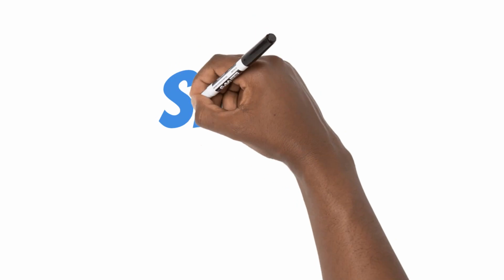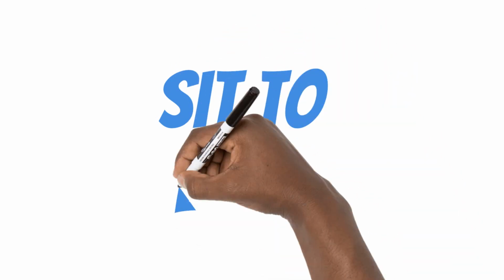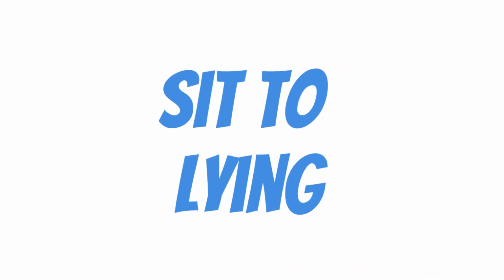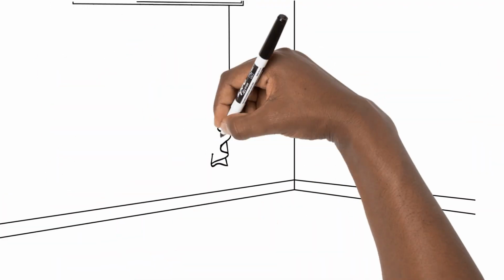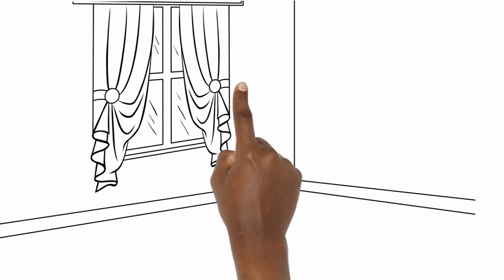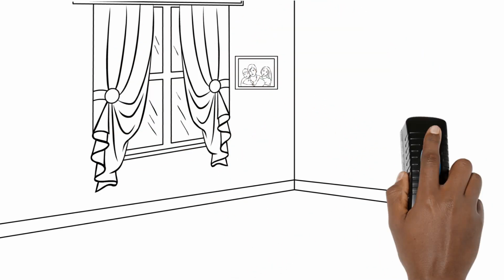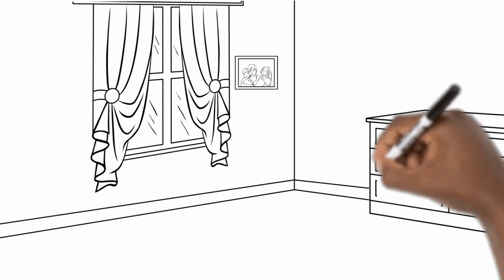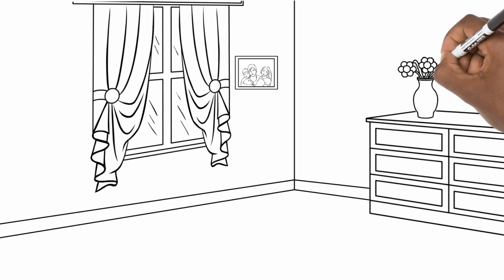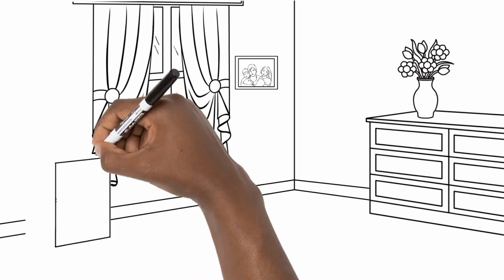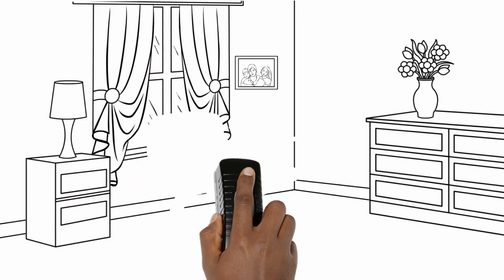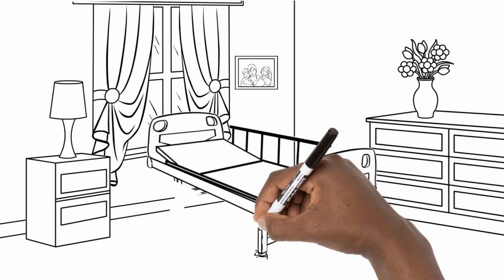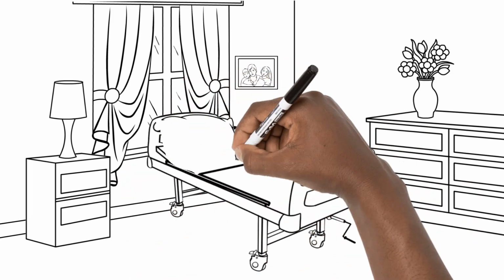Sit to lying. Sit to lying is defined as the ability to move from sitting on the side of the bed to lying flat on the bed. Now, let's break down this definition and provide practical examples along with guidance for its application. Practical examples. Moving from sitting to lying. Observe whether the resident can independently transition from a sitting position on the side of the bed to lying flat on the bed. If the resident requires assistance in this area, it will be important to assess the level of support required and code this mobility task appropriately.